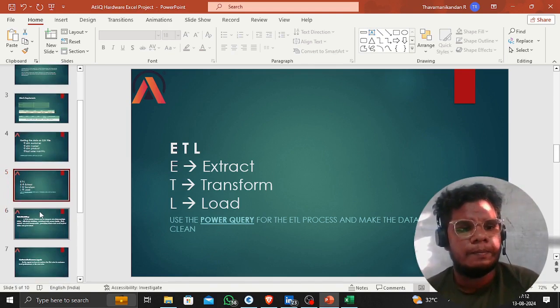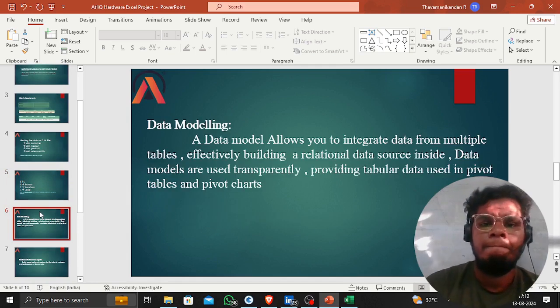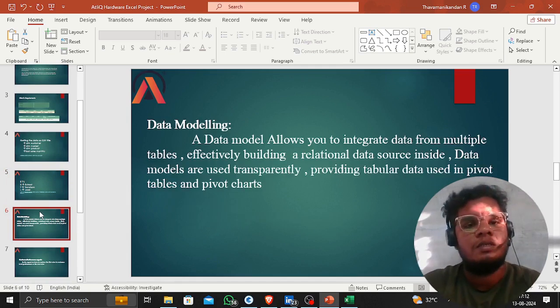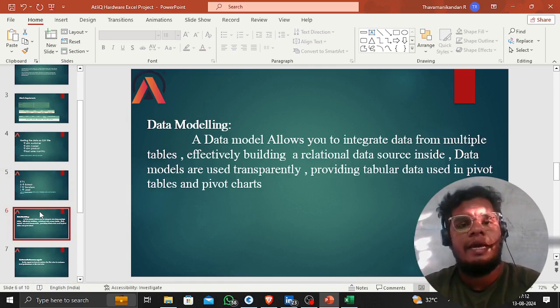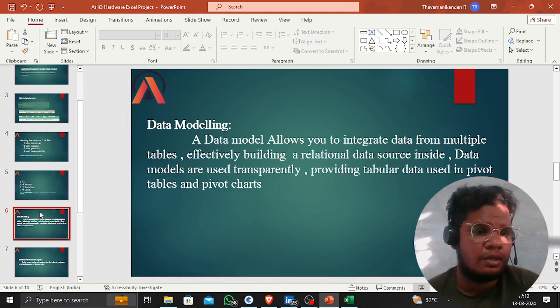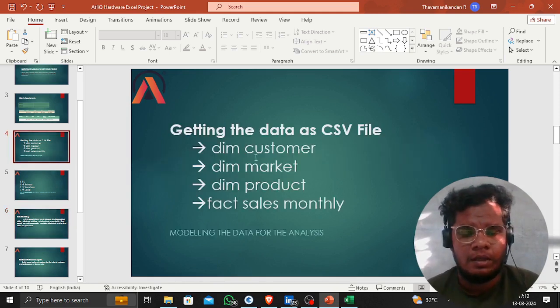After we complete all the process, we model the data. A data model is nothing but connecting the data together. For example, previously we saw dim customer, dim market, dim product, and fact sales monthly.